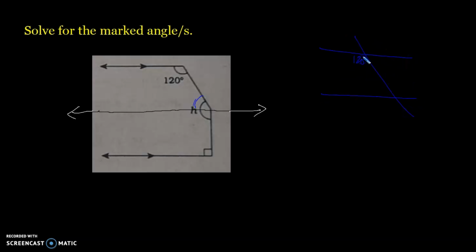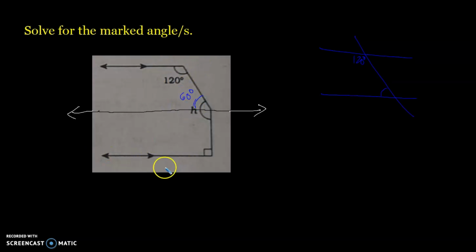So you have the 120 and this angle. So they are same side interior angles, and same side interior angles are supplementary. Therefore, kailangan natin ng 60. Okay? So meron na tayo dyan, part or a portion of H.